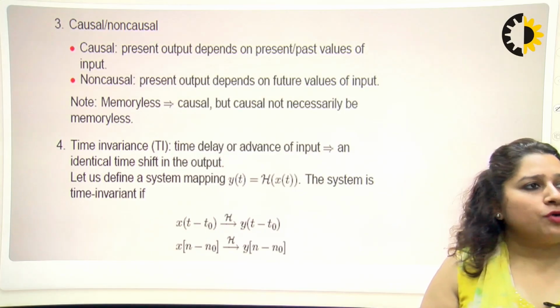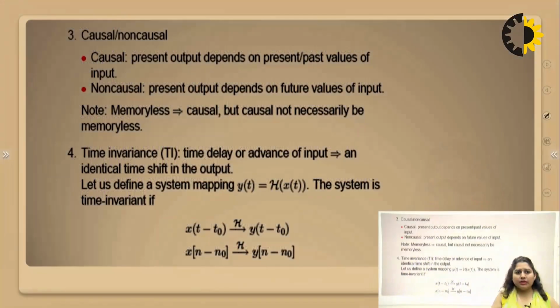Next we have causal and non-causal systems. It is similar to static and dynamic systems. For a causal system, the output depends on the present and the past values of the input. But a non-causal system, along with the present value, can also depend on the future values of the input. So we can say that all memoryless systems are causal systems, but all causal systems are not necessarily memoryless systems.